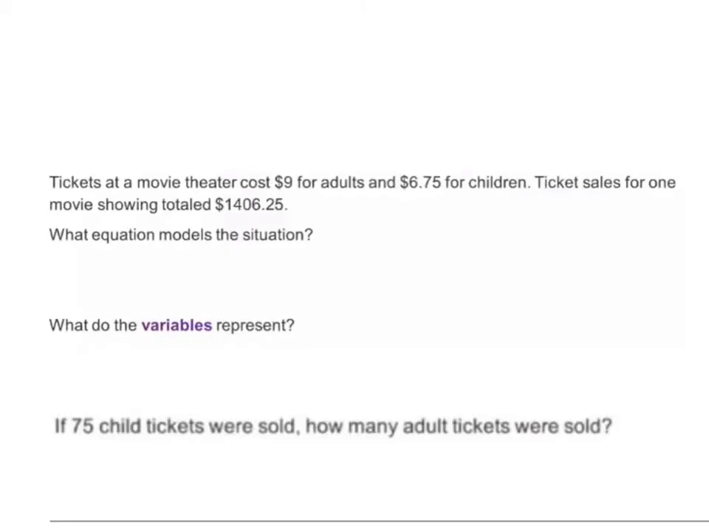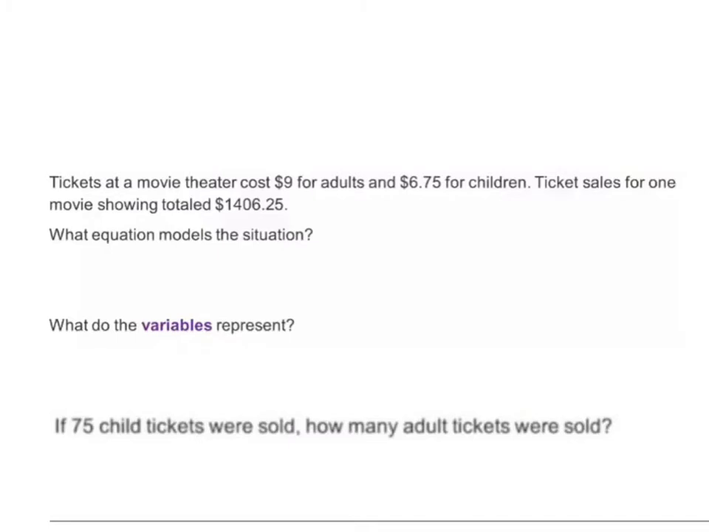All right, this is one of those standard algebra problems where it says that, let's go ahead and read the equation, and it says that tickets to a movie theater cost $9 for adults and $6.75 for children. Ticket sales for one movie showing totaled $1,406.25. Okay.